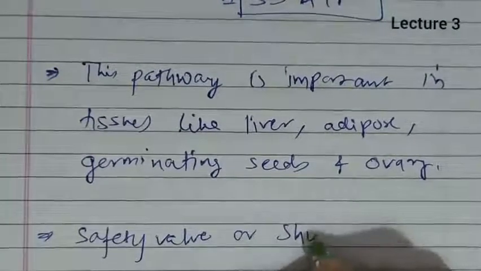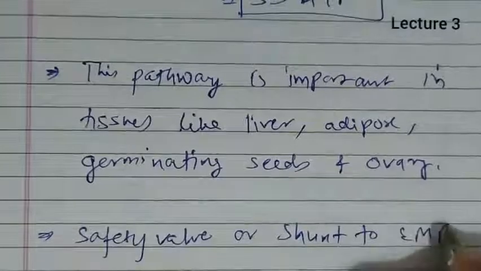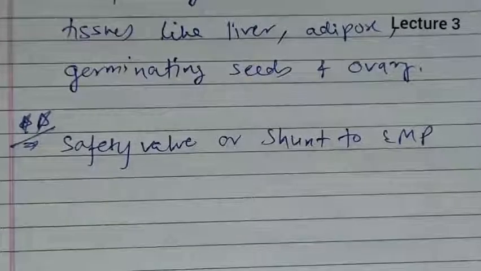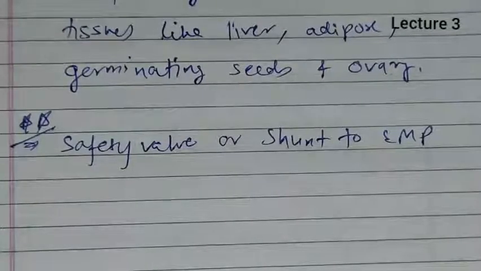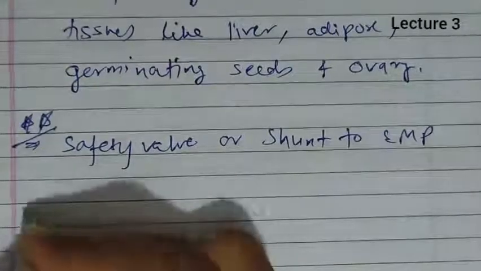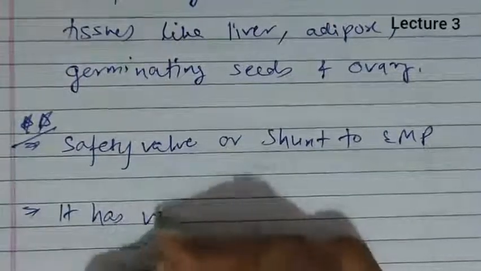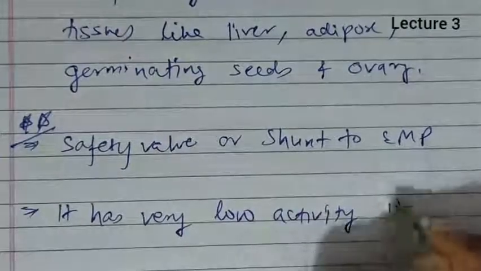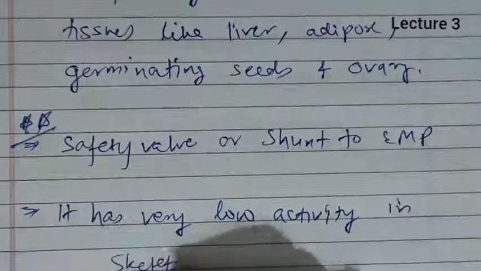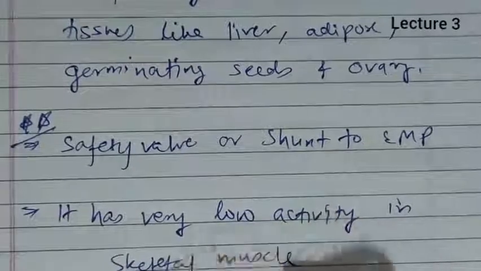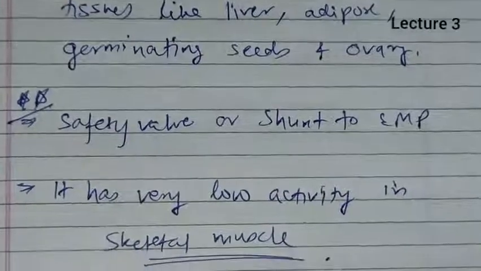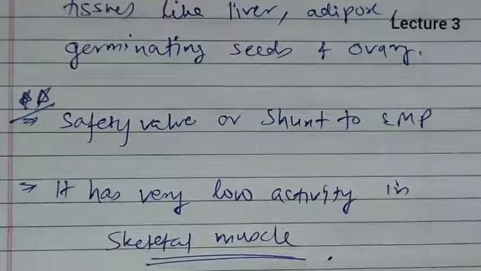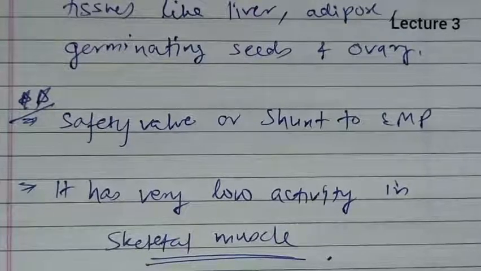That is an important point, because when there is a deficiency of an enzyme or anything else, at that time this pathway helps us to get the energy. It has very low activity in skeletal muscle. Okay, so this is the whole pathway, the alternative pathway to glycolysis or aerobic respiration of glucose, that is the hexose monophosphate shunt or pentose phosphate pathway.